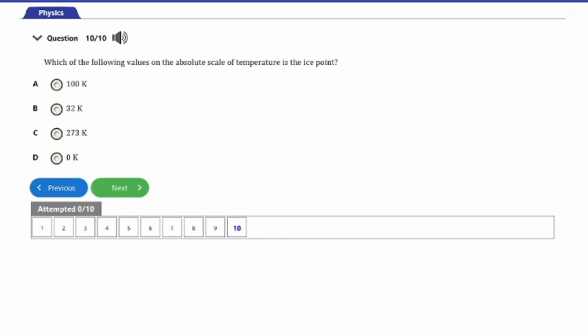So guys, the answer to this question will be 273 Kelvin, because the highest point is actually 0 degrees Celsius, and that corresponds to 273 Kelvin. So that's it for this question. Option C is the answer to this question.